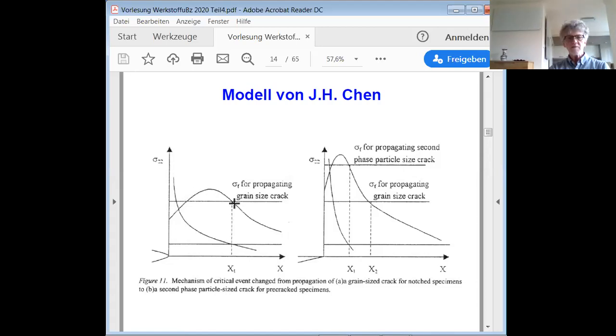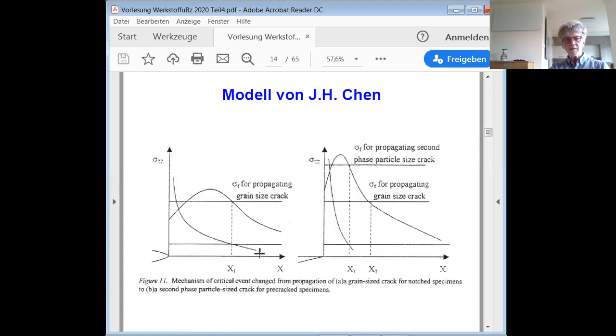You see here the stress reactivity is rather low, but you have high stresses even at quite a large distance in front of the notch. Here is shown the stress reactivity near a sharp crack. You have a much higher stress reactivity, but the highest stresses occur rather close to the crack tip.